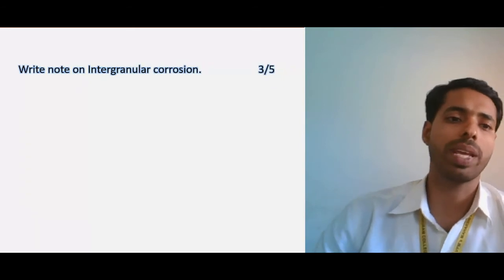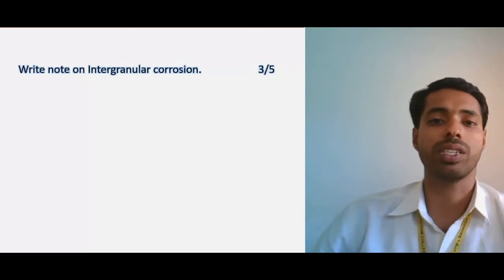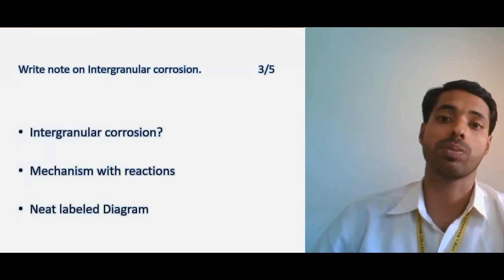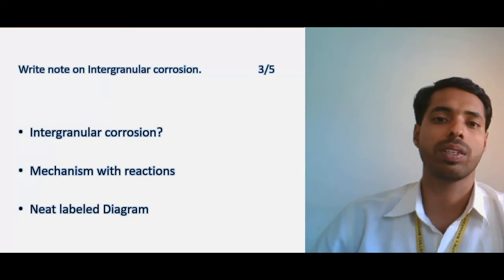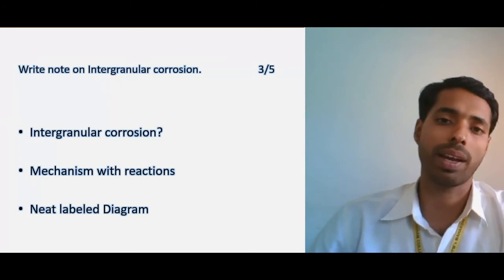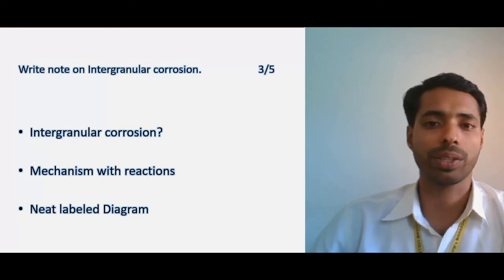The question may be asked like: write on intergranular corrosion. You need to write what is meant by intergranular corrosion and explain the mechanism with the help of a neat labelled diagram and the anodic and cathodic reactions.